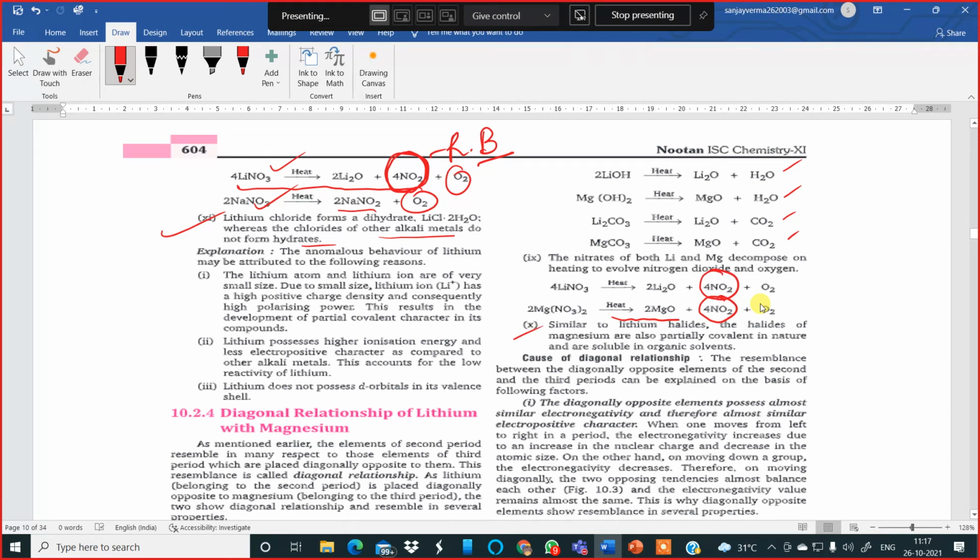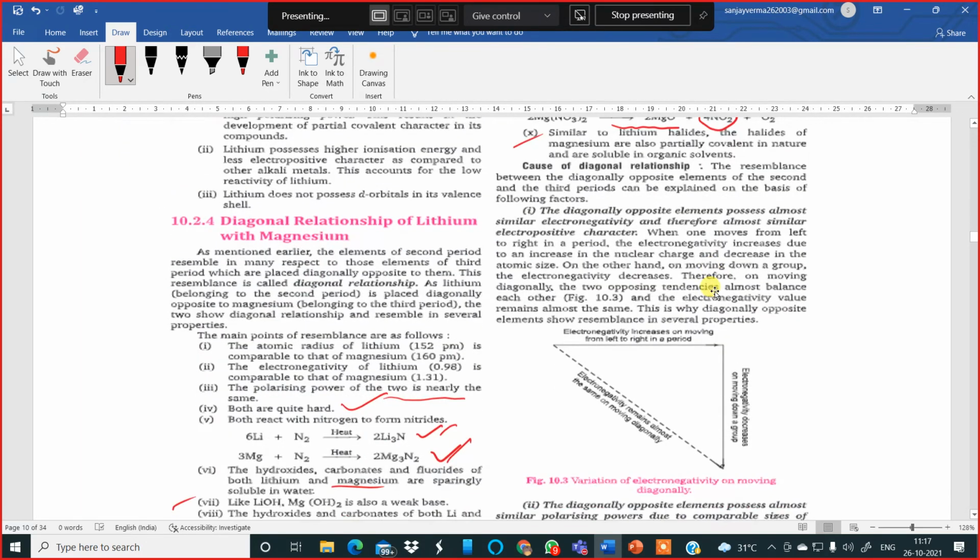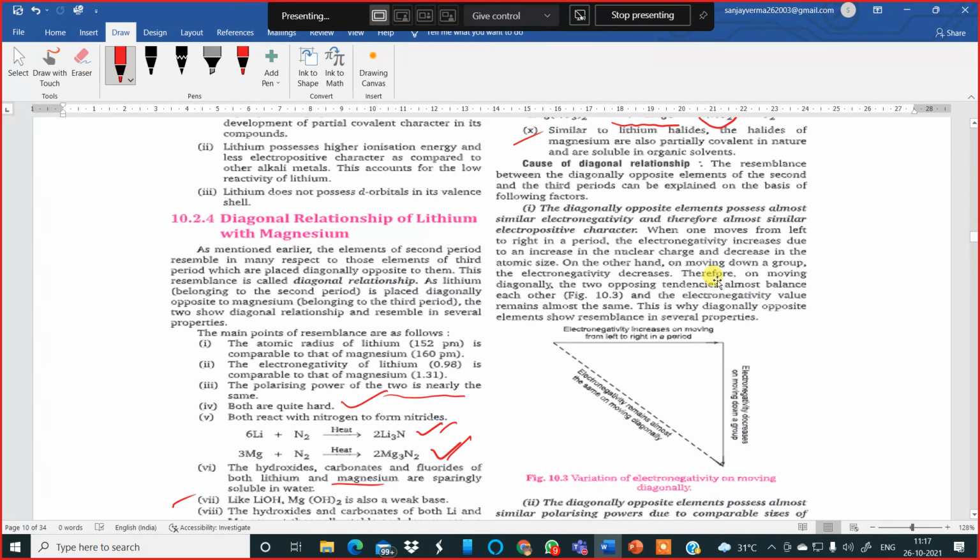Okay. Now, the cause of diagonal relationship. What is the main reason? Why is the diagonal relationship happening? It can be explained over here. The diagonally opposite elements possess almost similar electronegativity and therefore almost similar electropositive character. That is the main reason over here.